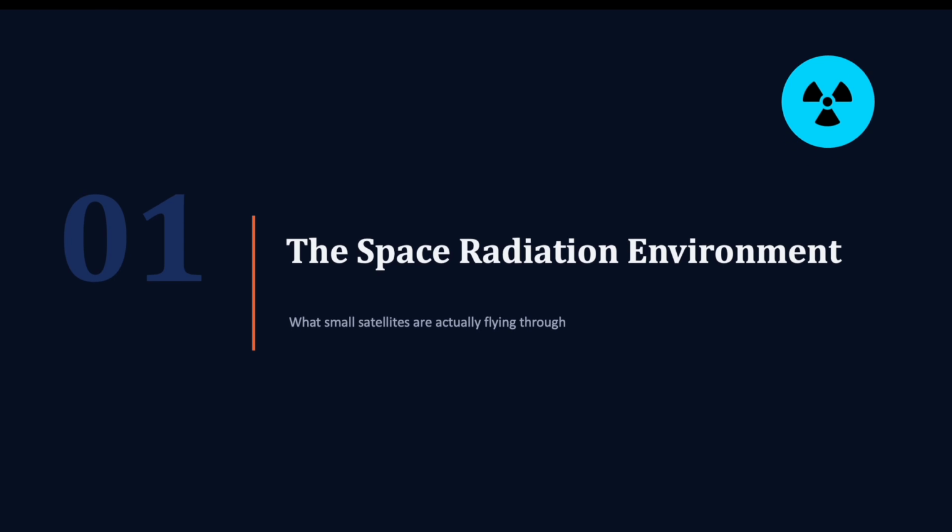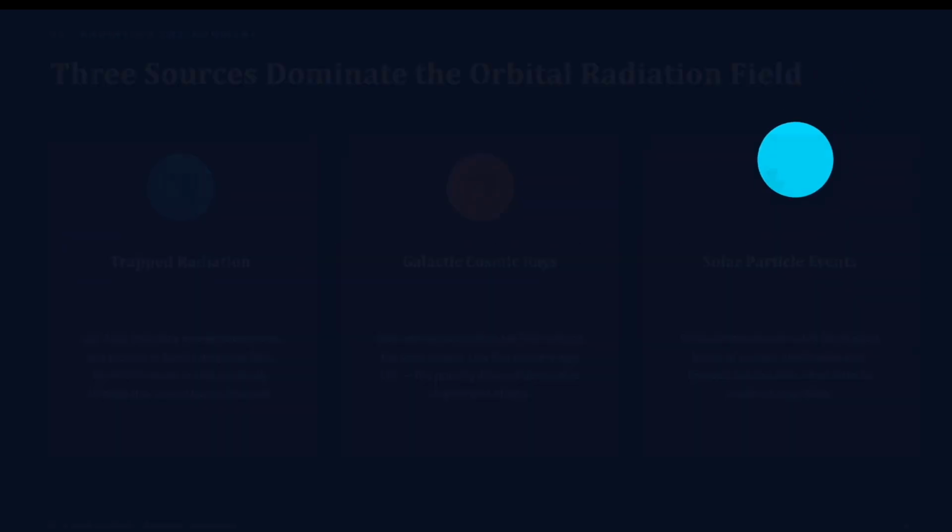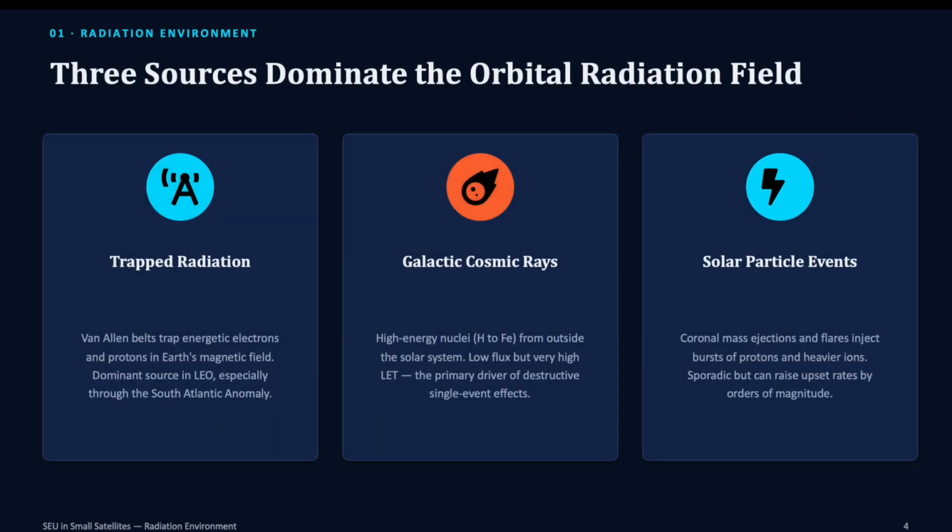When a small satellite is launched into space, it is acted upon by many different types of elements that make up the space radiation environment. The sources that dominate the orbital radiation field are trapped energetic electrons and protons in the Earth's magnetic field, high energy nuclei with high linear energy transfer from outside the solar system transported by galactic cosmic rays, and sporadic bursts of protons and heavier ions caused by coronal mass ejections.